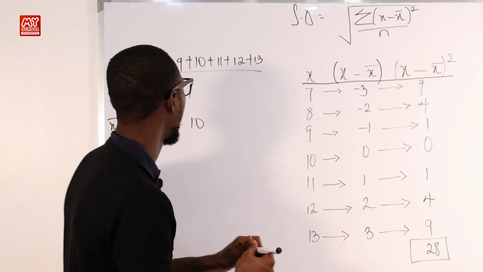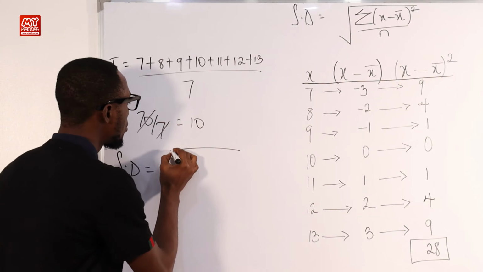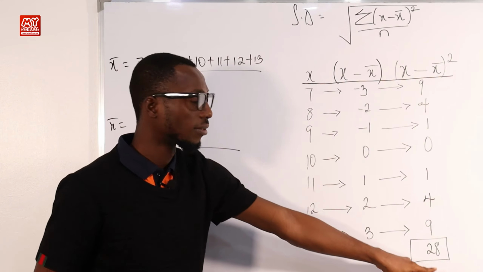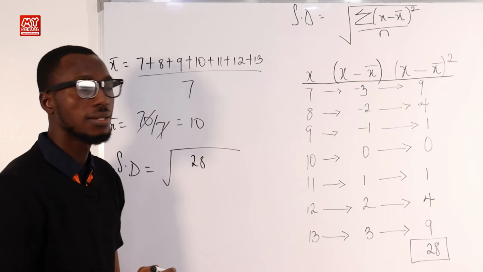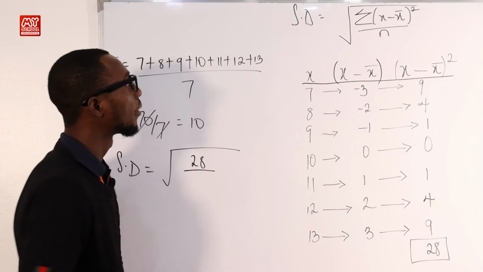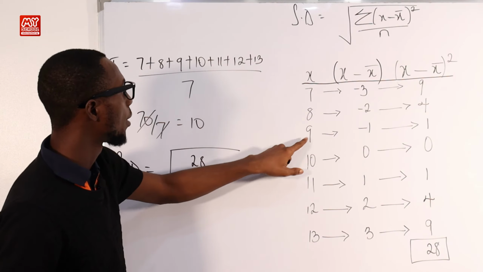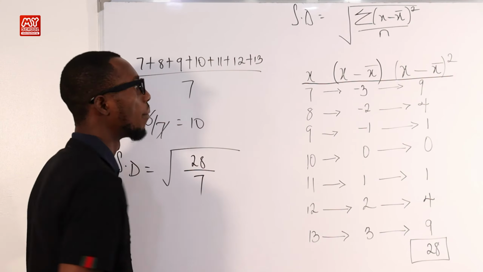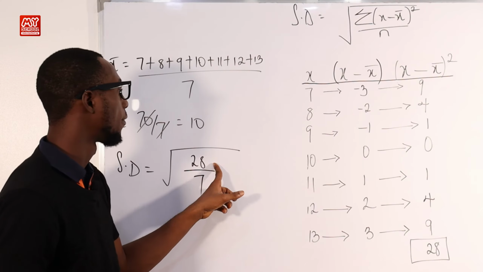So let's slot it in here. We have our standard deviation equals the square root of the sum total of this column, which is 28, over the number of the values, 1, 2, 3, 4, 5, 6, 7. There are 7 in number. So the summation of the squares is what we have.